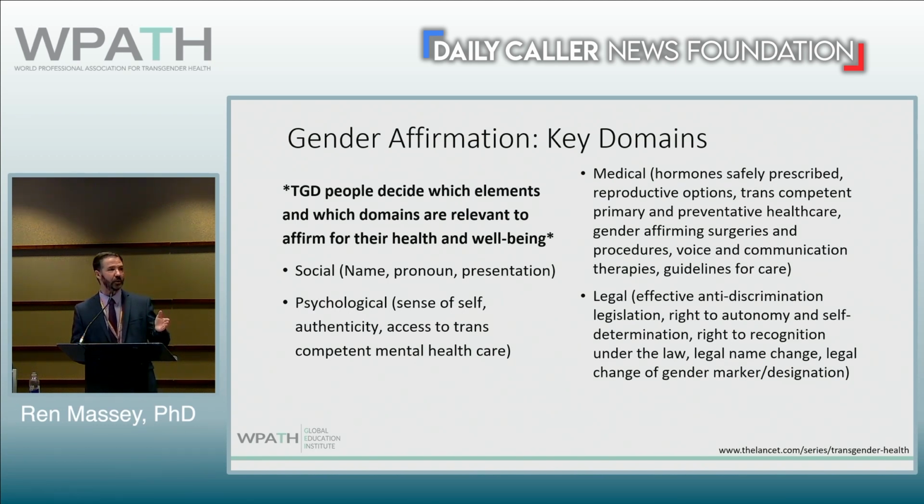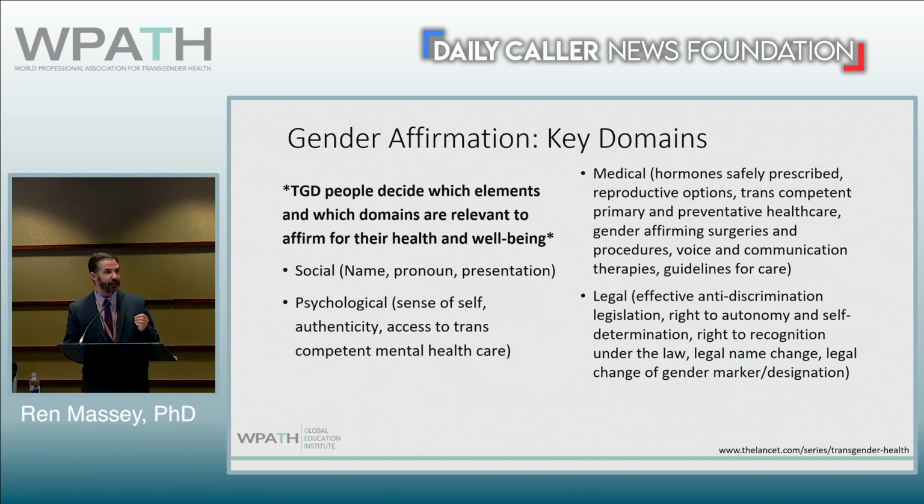There's psychological affirmation, and these are partly from the Lancet series, our special issue that Gail mentioned earlier. Being able to be authentic, so freeing and empowering. We want access to competent mental health care, and we want people to be able to be clear about who their sense of themselves is. We want them to have access to medical care with hormones safely prescribed and with reproductive options being discussed in advance by medical and mental health professionals.